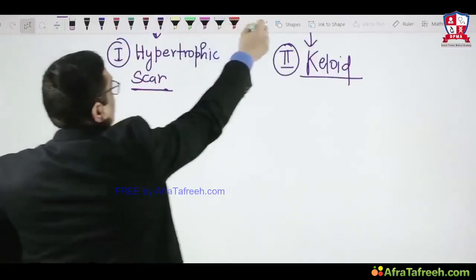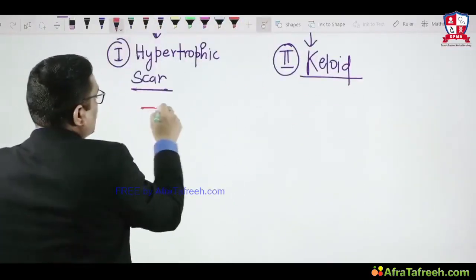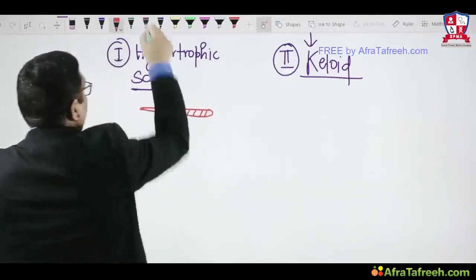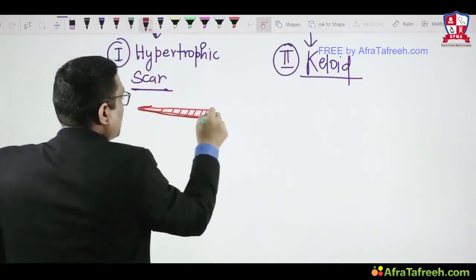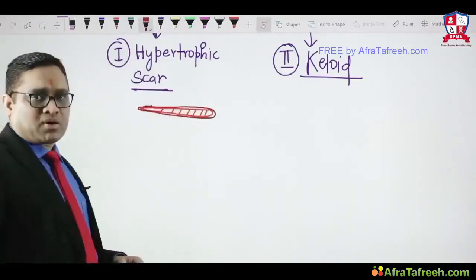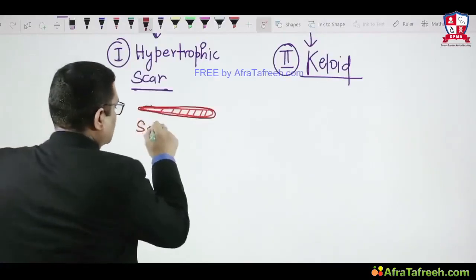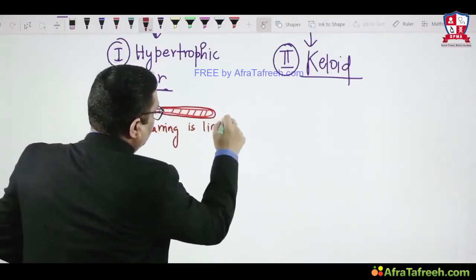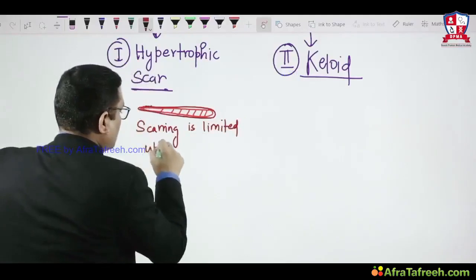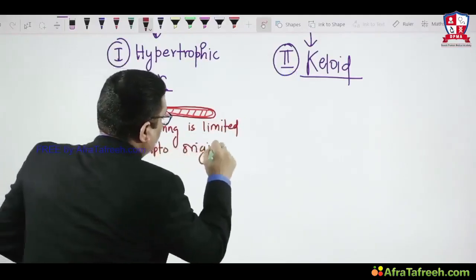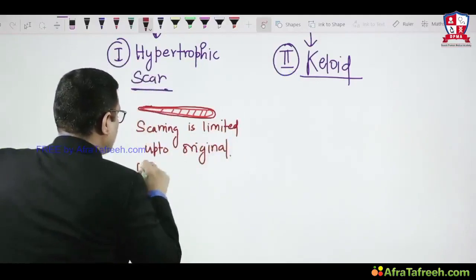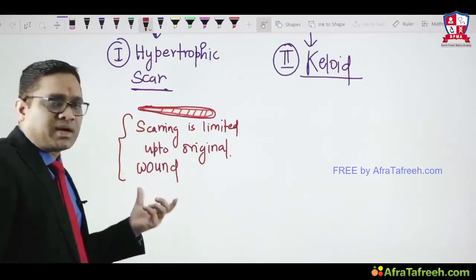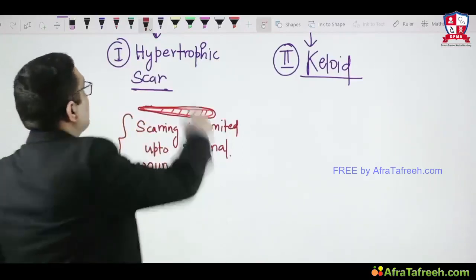What is the characteristic property of a hypertrophic scar? Suppose this is the original wound area, and scarring will be limited to the original wound area only. That is the definition of hypertrophic scar. So when you see scarring limited up to the original wound, this is called a hypertrophic scar, right?